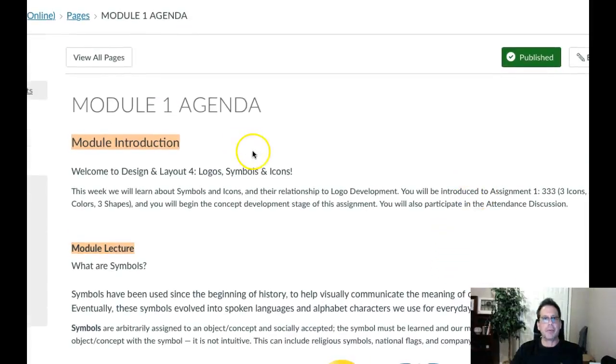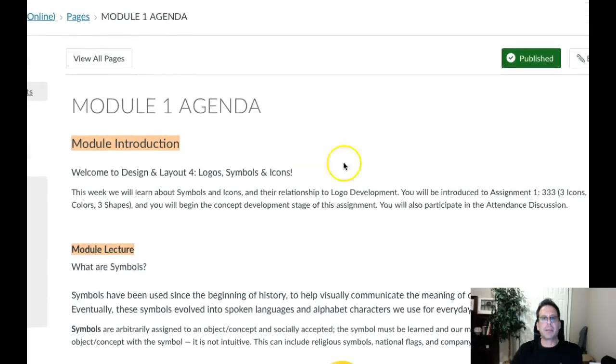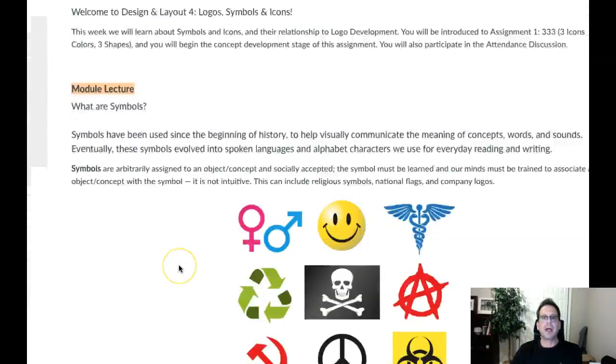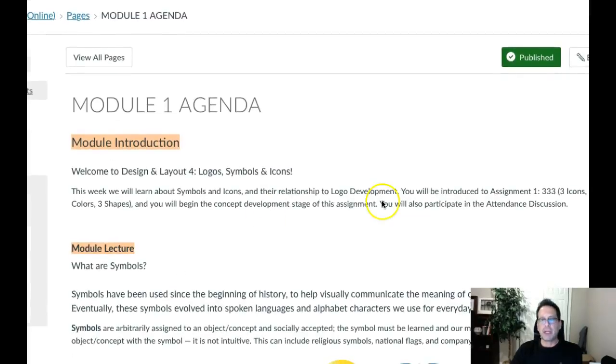Okay, I want to go through Module 1 and just kind of go through the lay of the land, so to speak, and also the assignments and the discussion board for attendance. So, Module 1 introduction, what are we talking about in Module 1? We're talking about symbols and icons and how they relate to logos.